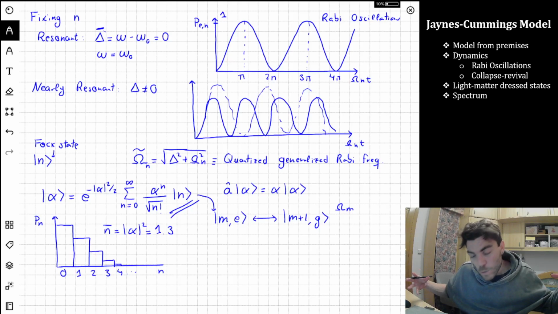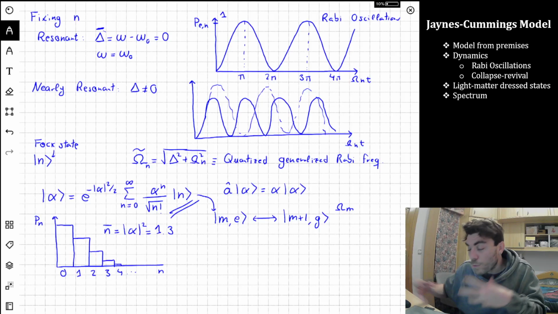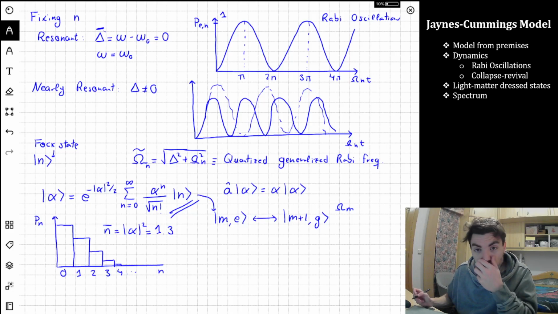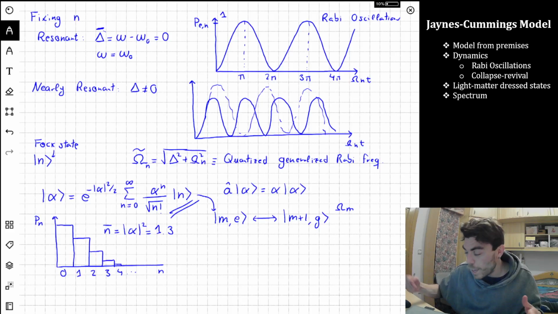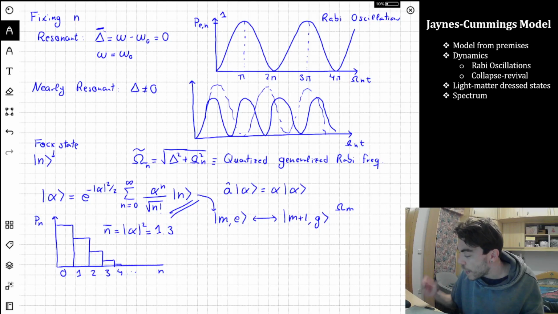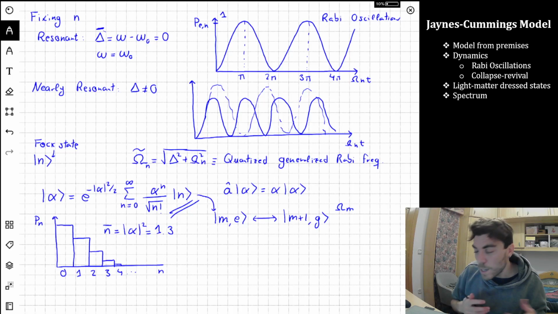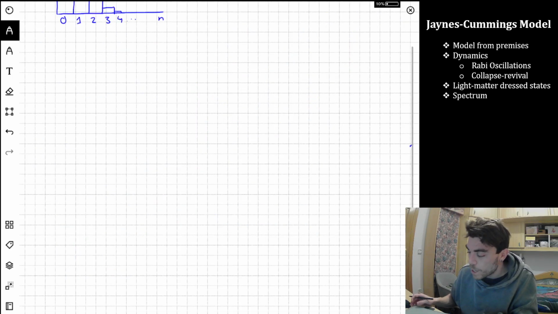So when you put all of them together, if this number n is very high, it's a clear mess. The total probability of the atom being excited is going to be a contribution from the different Rabi oscillations of each of the Fock states. Each Fock state will contribute with a different frequency to these oscillations, giving rise to a very complicated dynamics for the entire population.